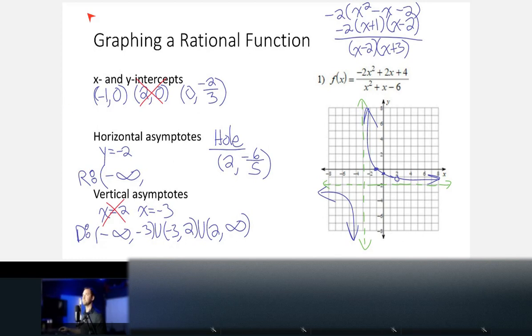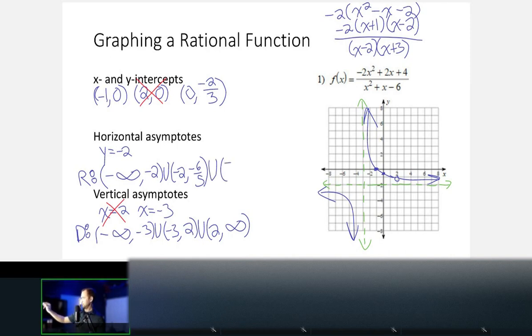So this goes from negative infinity to -2, union, -2 to -6/5, union -6/5 to infinity.